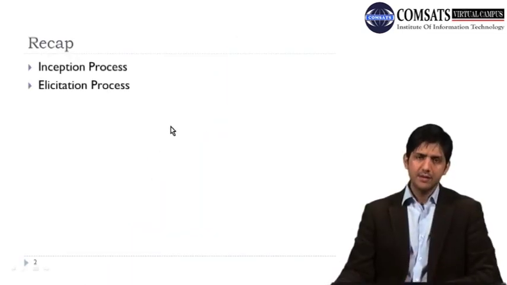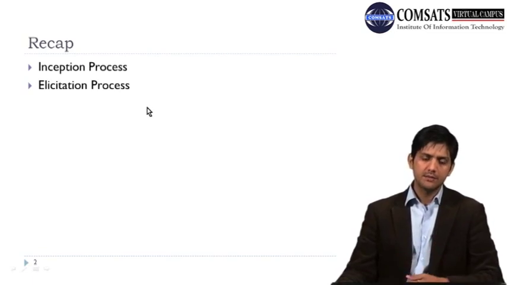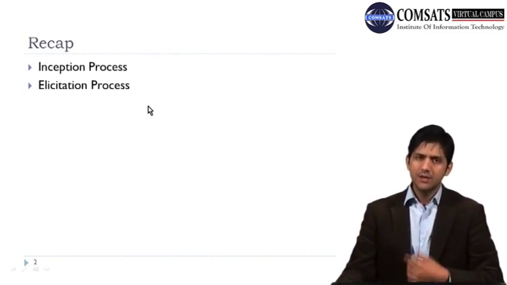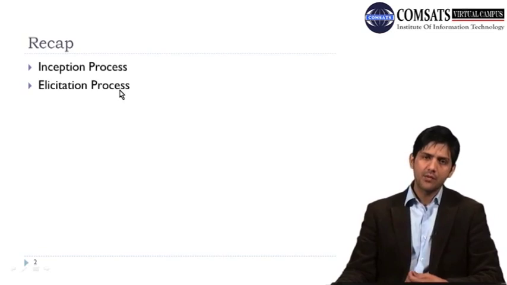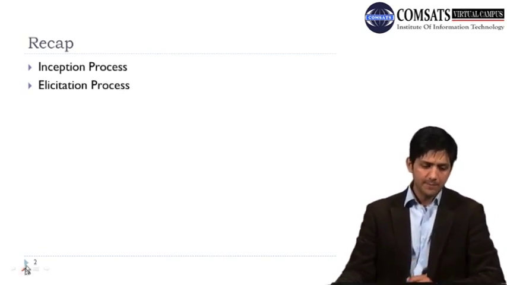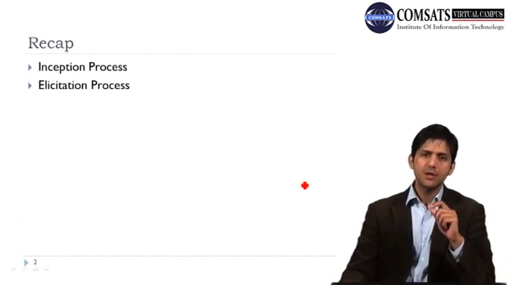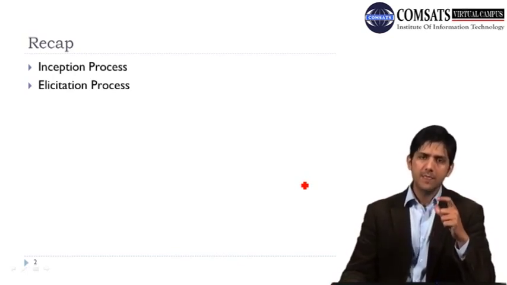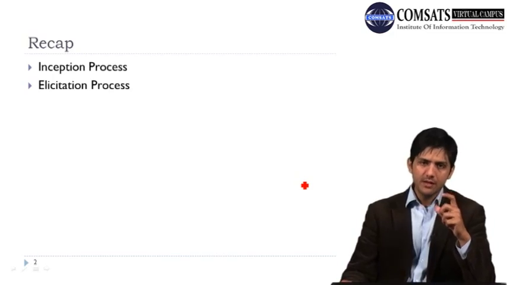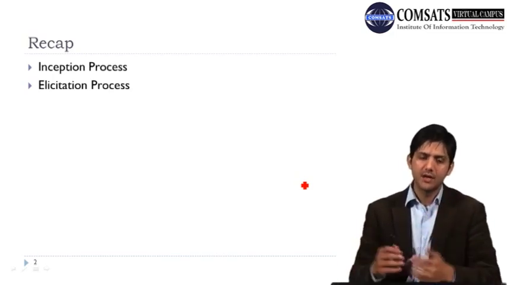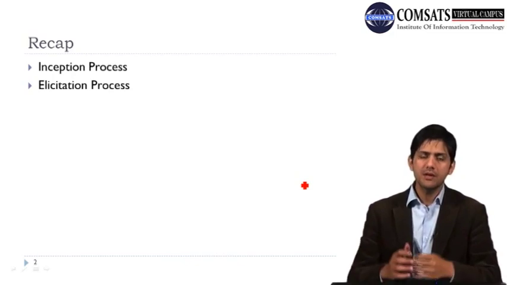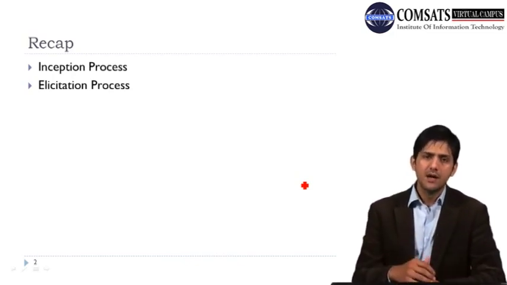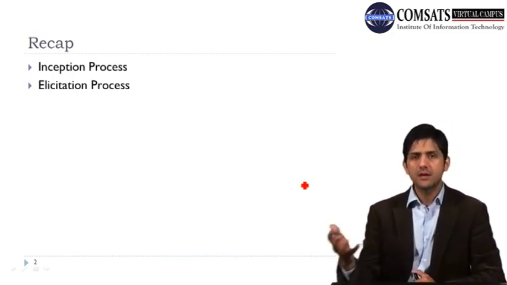Let's quickly recap what we have done in our last lecture. We talked about two processes of requirement engineering: one was the inception process and the other one was the elicitation process. But before we got to it, we discussed what a process is. Although we already did it, I thought it is necessary to have a certain sort of thinking when you think about any process. So a process is nothing more than a group of tasks or set of activities which you perform in order to achieve a certain goal.